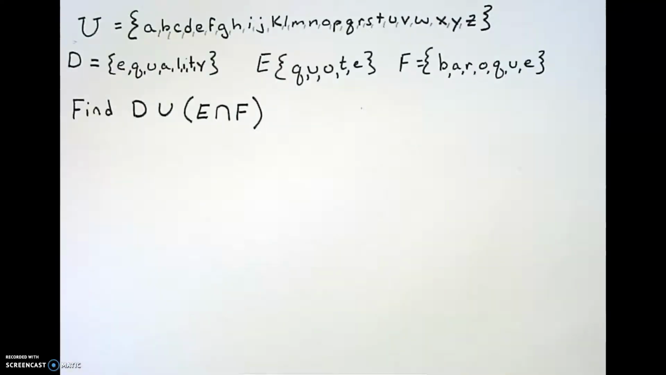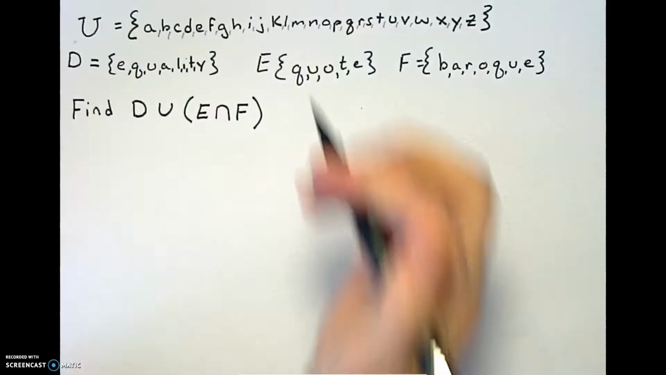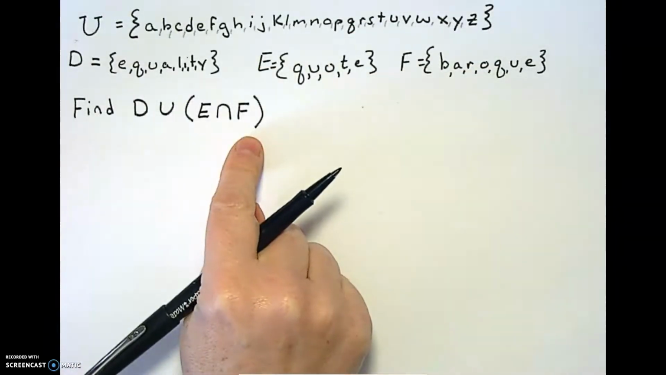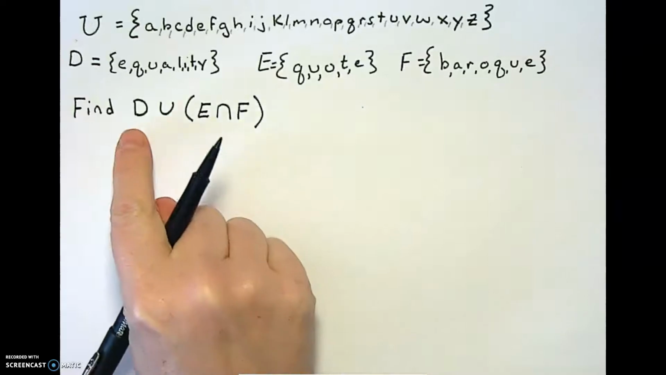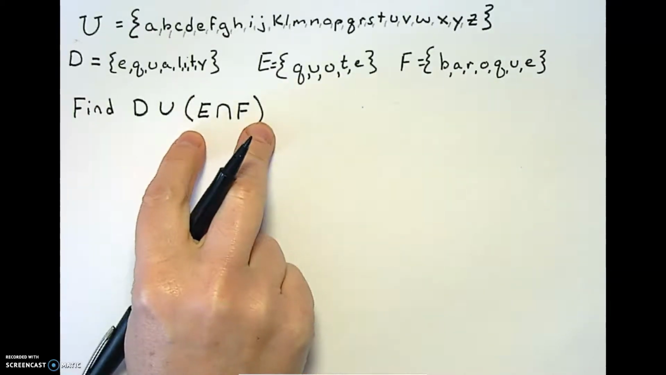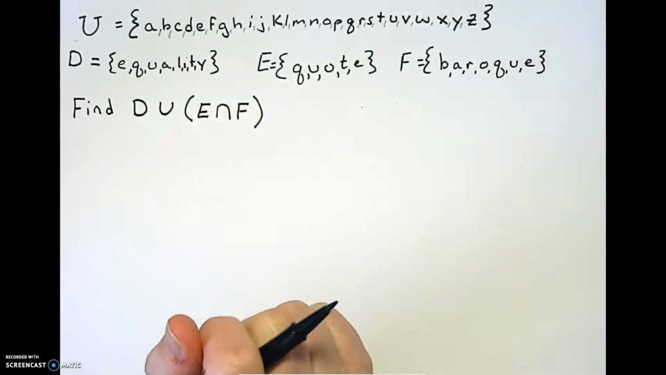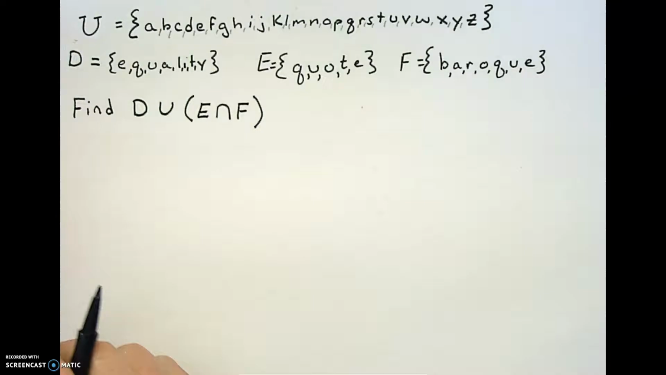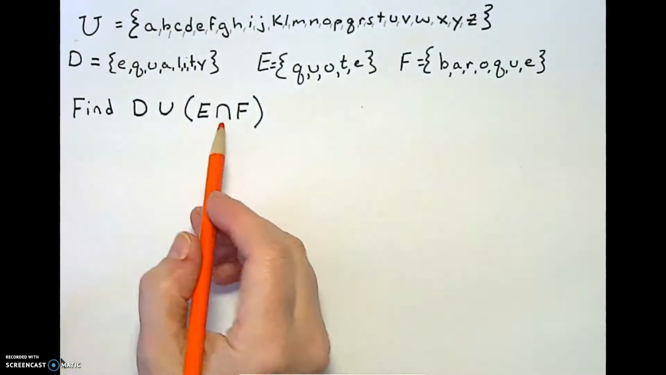All right, but sometimes these get way more complicated. What if your universe is the entire alphabet and you have these 3 different sets that they've denoted, and you're asked to find this thing here? So this is D union E intersect F. We're going to do this in order of operations like algebra, where first we're going to do E intersect F. I'm even going to color code some stuff.